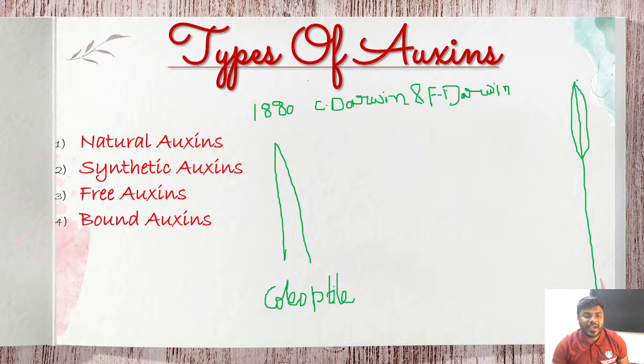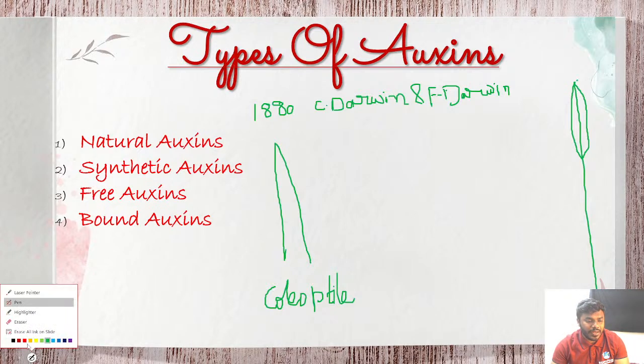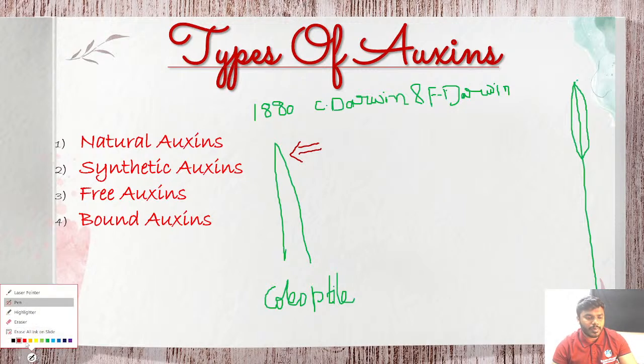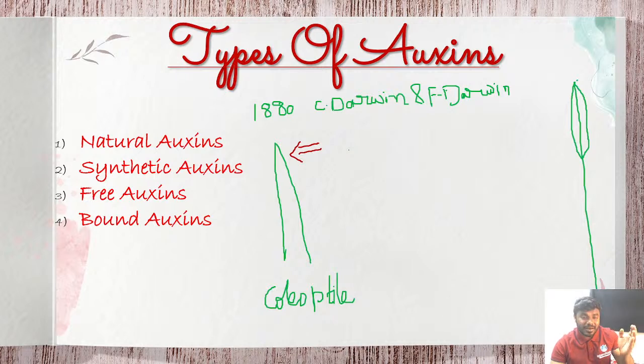So friends, whenever they are doing the experiment on the coleoptile, you know what they have done? They have exposed the coleoptile to unilateral sunlight. Friends, what do you mean by the word unilateral sunlight? The movement of sunlight in only one direction. Very simple. They have taken the coleoptile and exposed it to the unilateral sunlight.